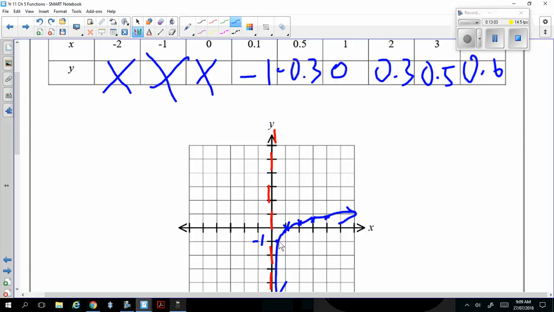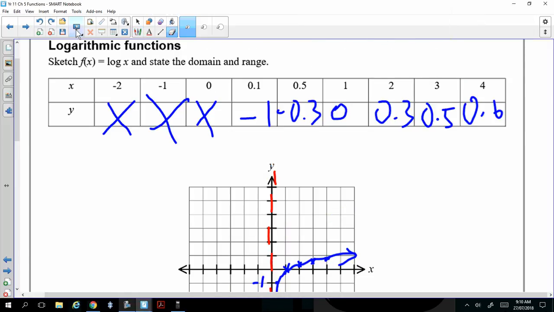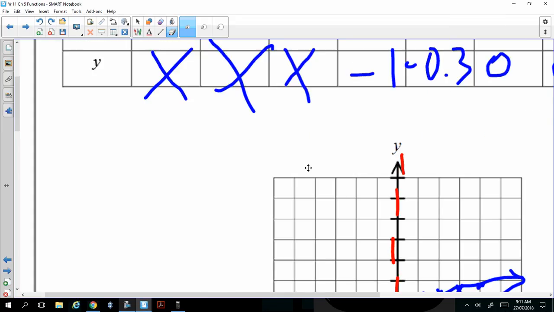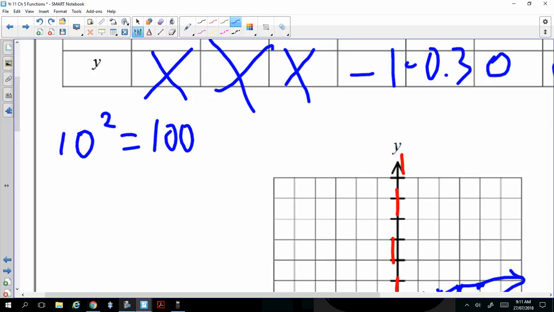Let's go through its meaning if you're interested. So what does log mean? Let's say we've got 10. Watch this. 10 to the power of 2. What's 10 to the power of 2? 100. Actually, let's pick a better number. 10 to the power of -1 is 1/10, which is 0.1.